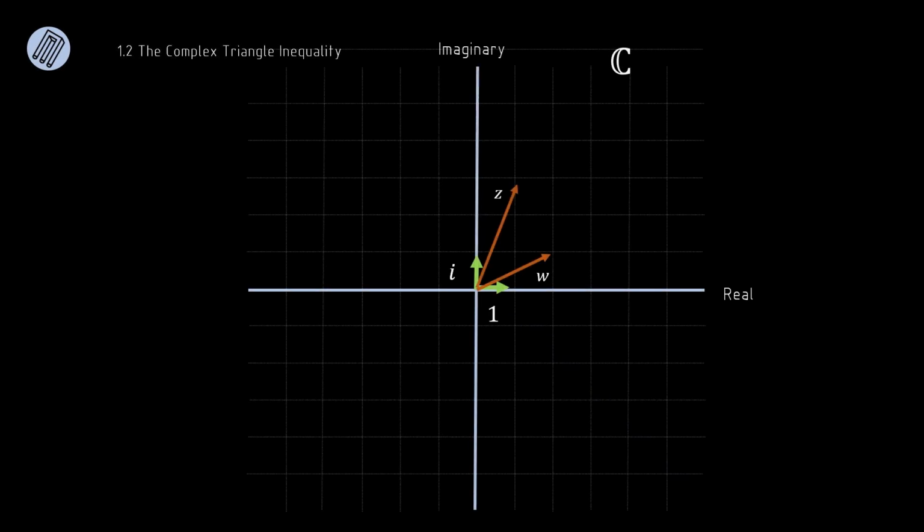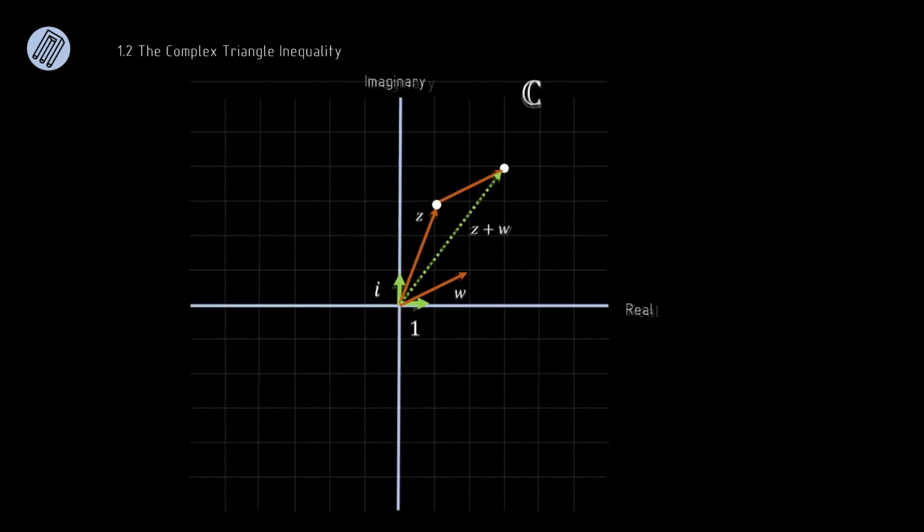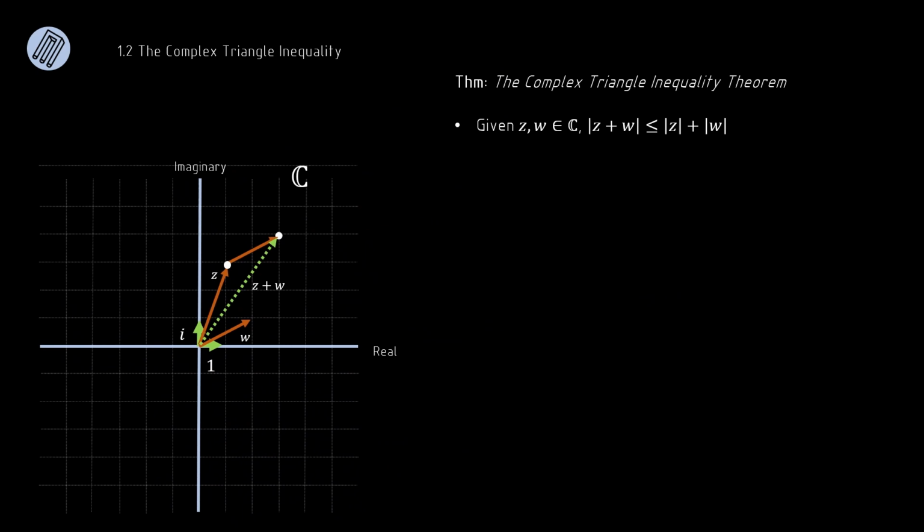Suppose I have two complex numbers in C, z and w. Remember, if I add z and w together, it's exactly the same as adding two vectors in R2. Simply use the parallelogram rule and add head to tail. The complex triangle inequality states that the distance from the origin to the point z plus w is always smaller than or equal to the distance going from the origin to the point z, then going from the point z to the point z plus w.